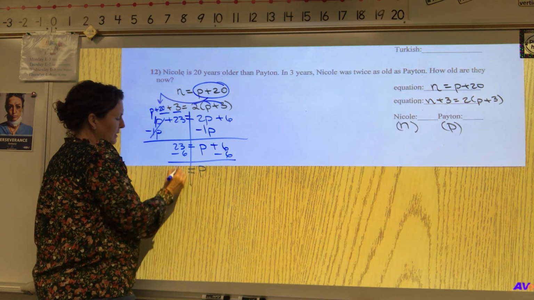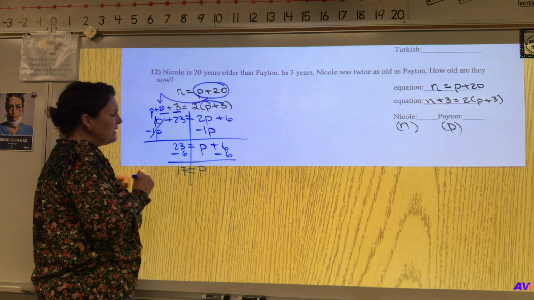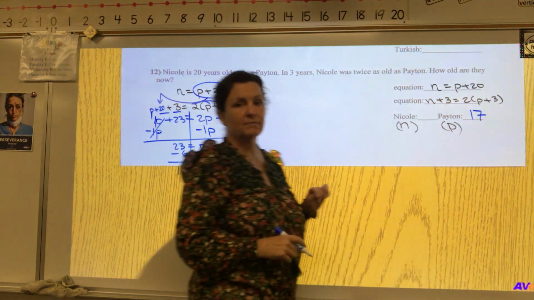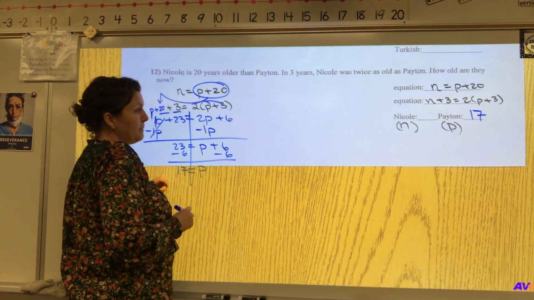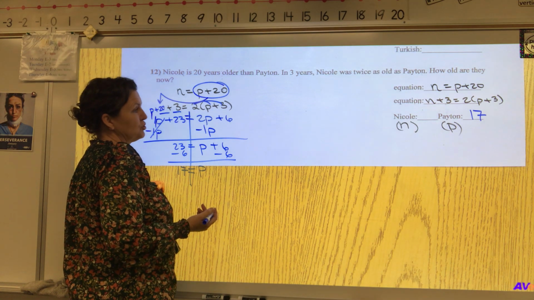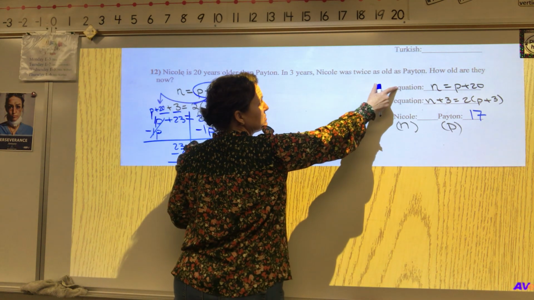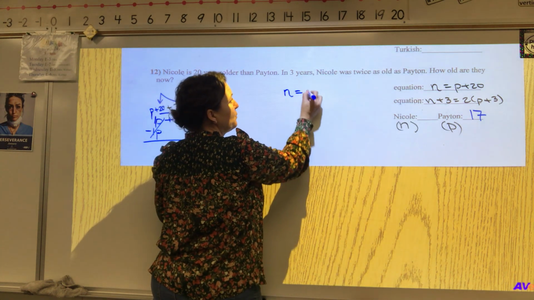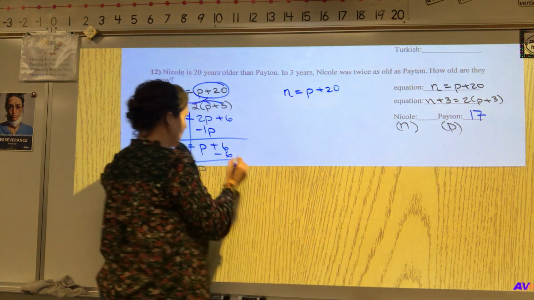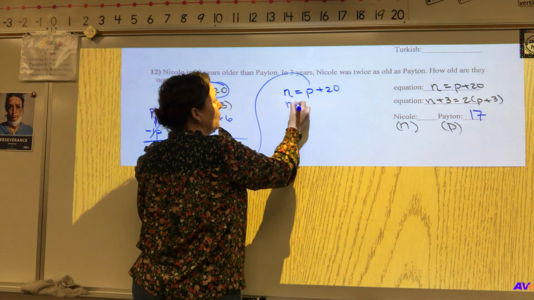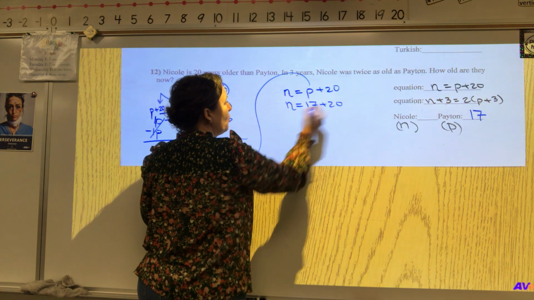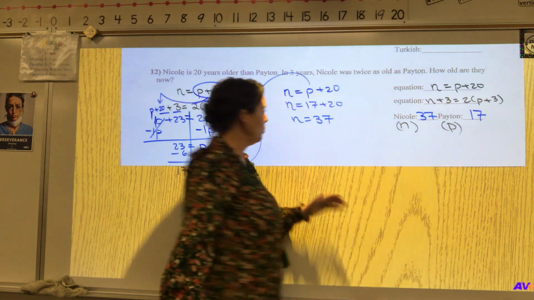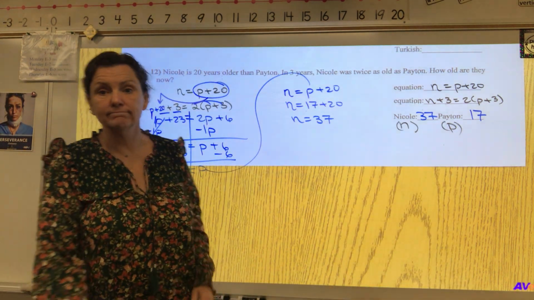So Payton will be 17 years old. What a great age, 17. My Payton is not 17, he's 24. And now Nicole, I need to find out my Nicole's age. Well, I'll use this top equation. Some of you can probably do some mental math here. Others of you, like me, you're a visual learner. You're going to rewrite one of the 2 originals, and then you're going to plop in what you know about Miss Nicole. Nicole is 17 plus 20 more. Nicole is 37.